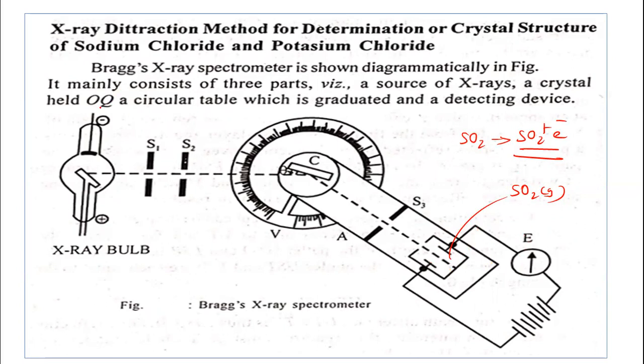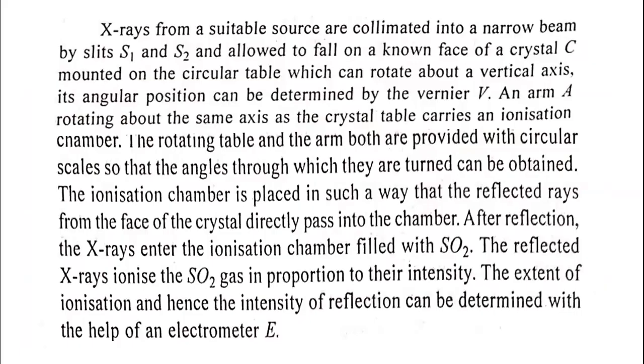Once again, see how it functions here. The X-ray bulb produces X-rays which pass through the slit and fall onto the crystal C, mounted on the table that is connected to the ionization chamber. The reflected X-rays pass through slit S3 and go into the ionization chamber, where ionization of the gaseous molecules takes place and the intensity of the current can be measured.